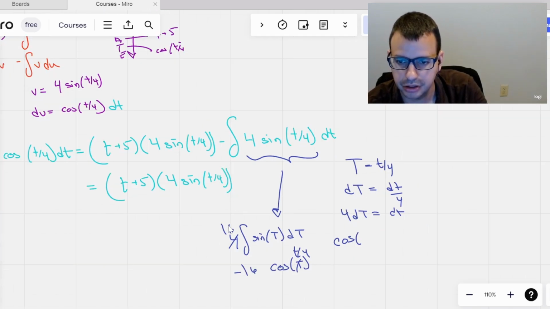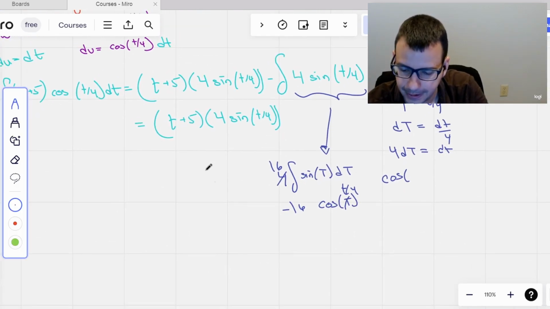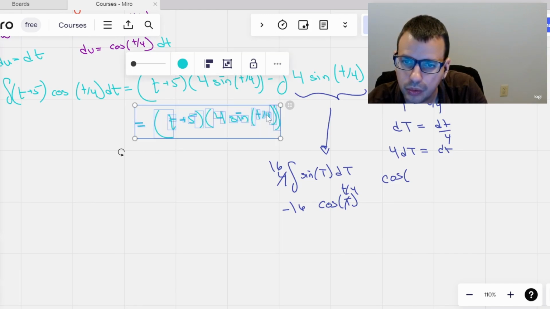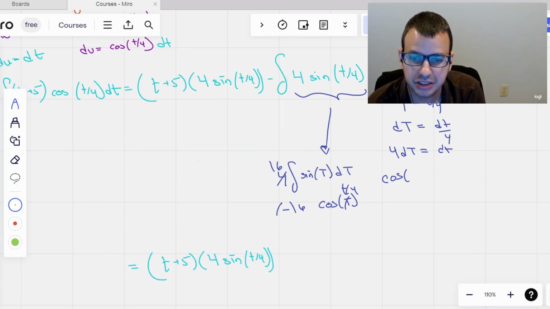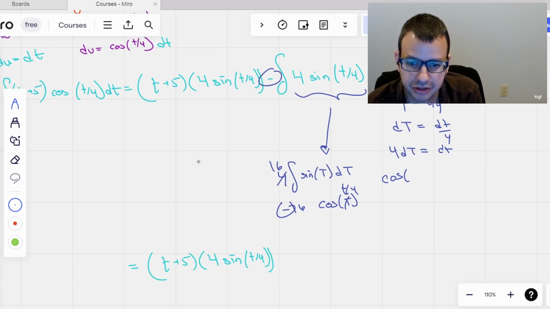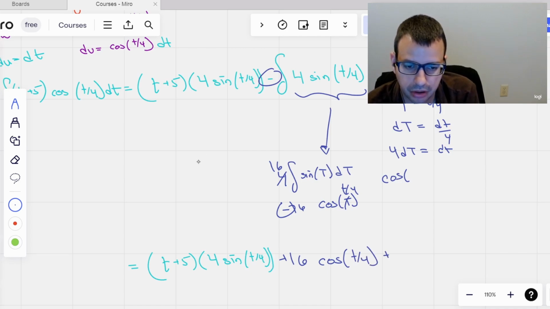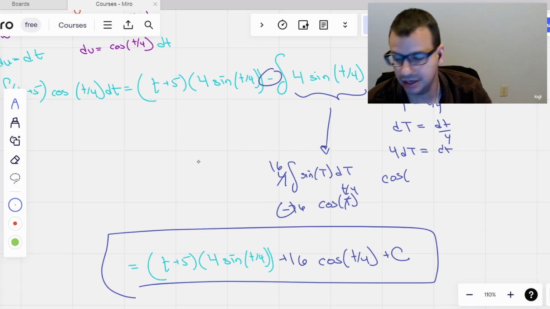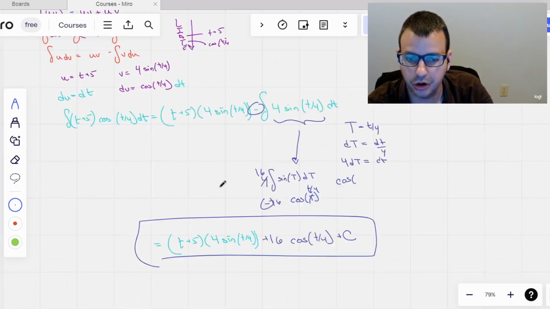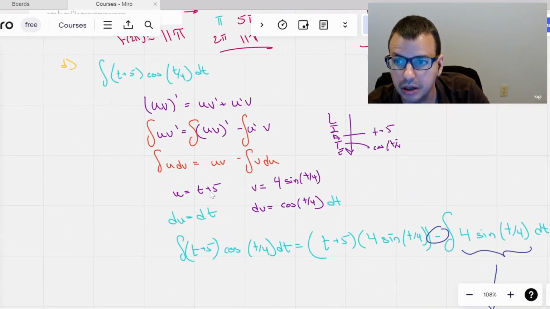Okay, so we have negative 16, but it's negative, so it's going to be plus 16 cosine t over 4 plus c. We have to add that plus c because it's an indefinite integral. So that's how I'd approach this problem.